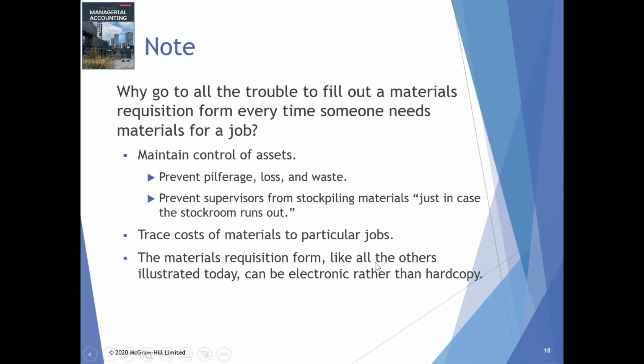The material requisition form, like all the others illustrated today, can be electronic rather than hard copy. These days it is not hard copy, it's electronic. An email is sent, the information is given to the supervisor, and from the supervisor to the factory. They will have that material with them, and it will be in work in progress. At the end of the period, they will find the closing stock of work in progress, and then they will find the exact picture.